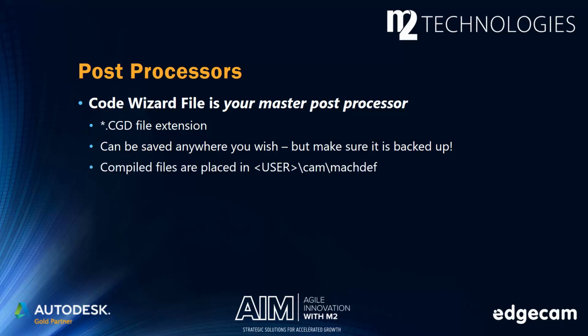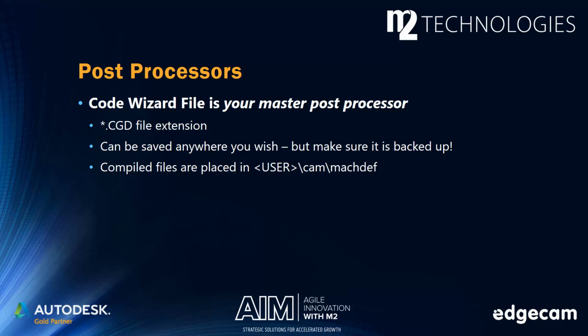Now we did mention compiling posts. When we open up a CodeWizard file and click the compile button, that places the post processors that the CAM system uses during the CAM process in what we call the user location under CAM and MacDef. So let's say, for example, we have a customer with a FANUC compatible mill post, and they've named their post FANUC mill. If they do a search on their computer for FANUC mill, they're probably going to find the stuff in the user CAM MacDef, which are compiled files, and that'll be great for letting someone use those within the CAM software.